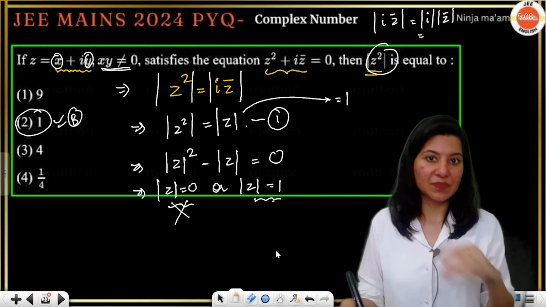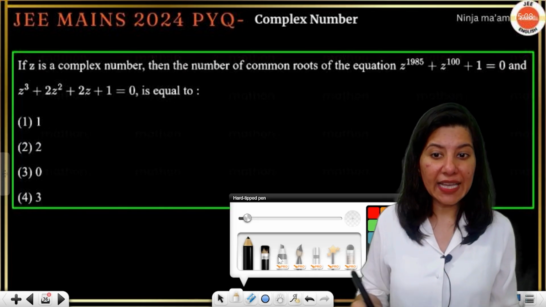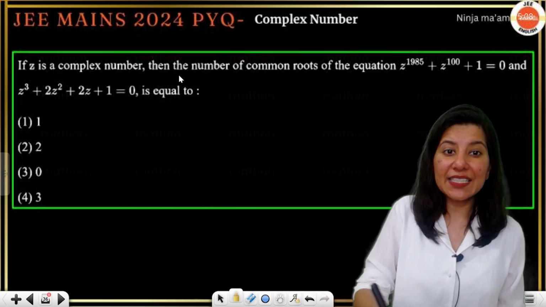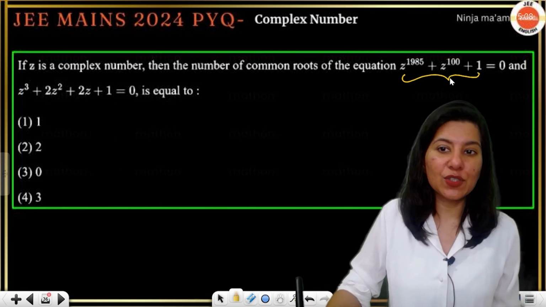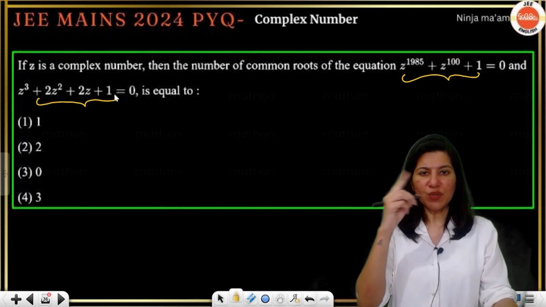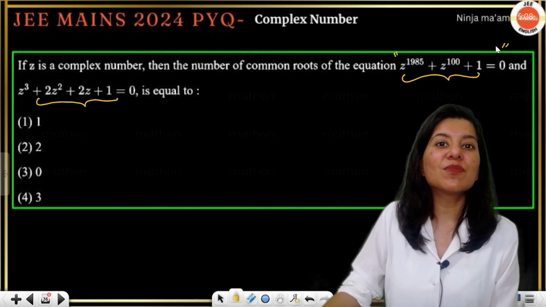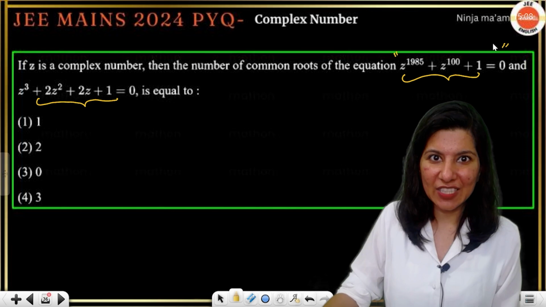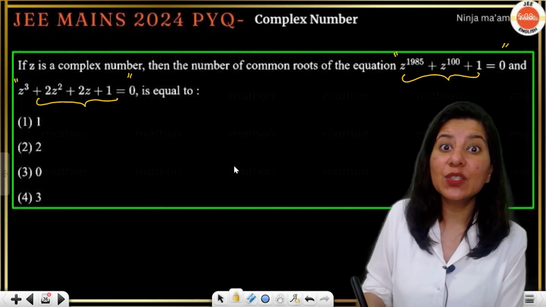Got it? Okay. Chalo. Let us move on to the next problem, which is z is a complex number. Then the number of common roots of this equation is what we are looking for. This and this. Okay. So if you understand this nicely now, solving this equation is not a cakewalk. It's not an easy thing. But solving this cubic equation is absolutely an easy thing.